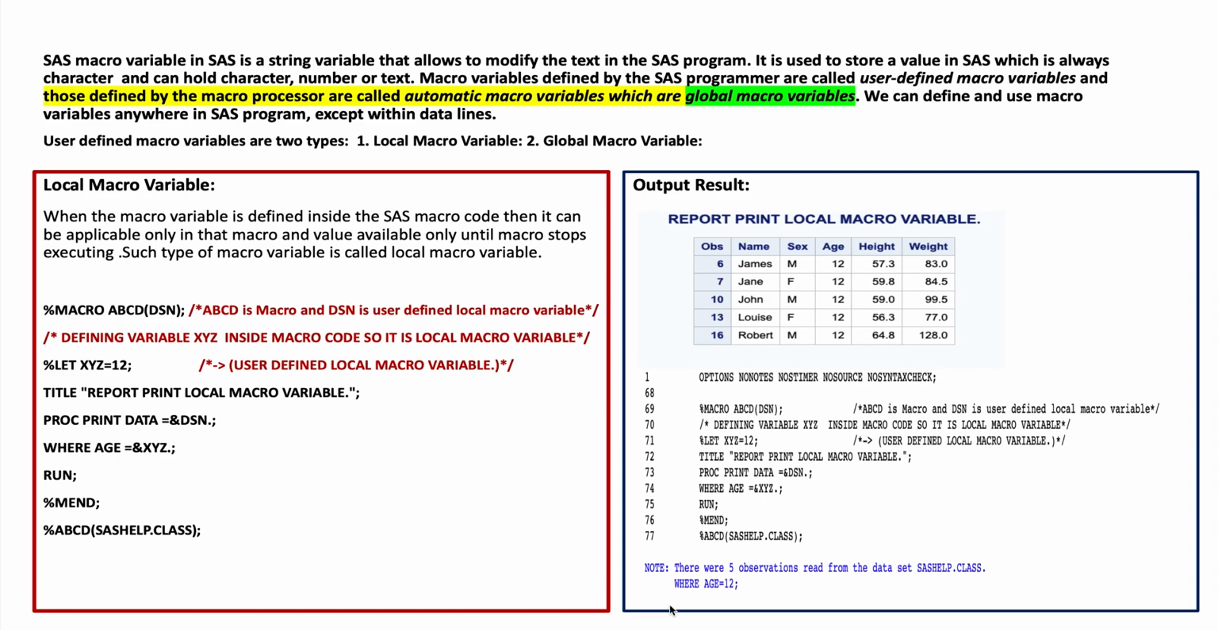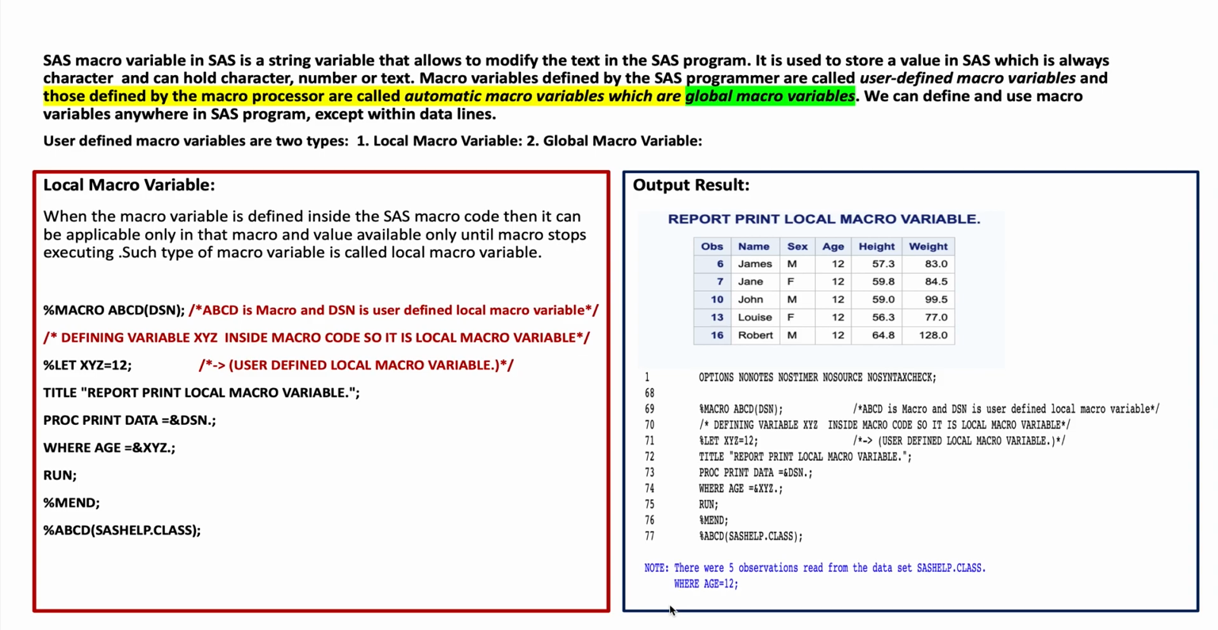Macro variables defined by the SAS programmer are called user-defined macro variables, and those defined by the macro processor are called automatic macro variables, which are global macro variables. We can define and use macro variables anywhere in a SAS program except within data lines. User-defined macro variables are of two types. First is local macro variables, and second is global macro variables.